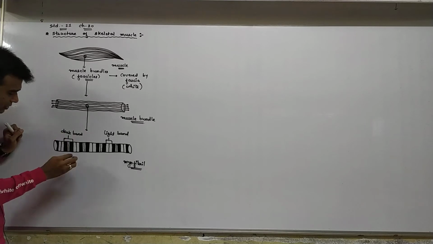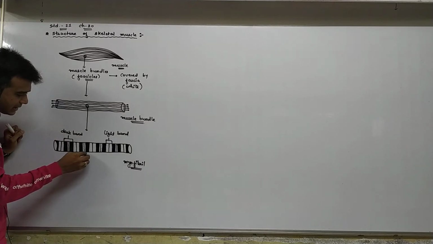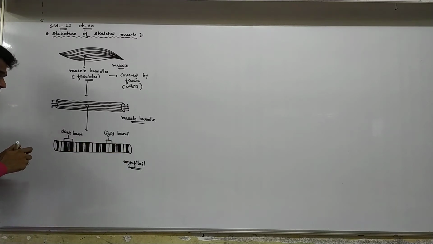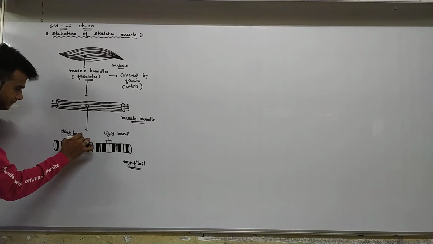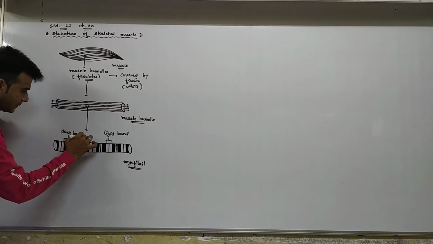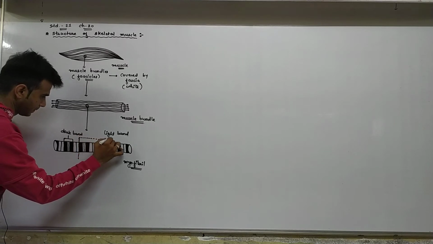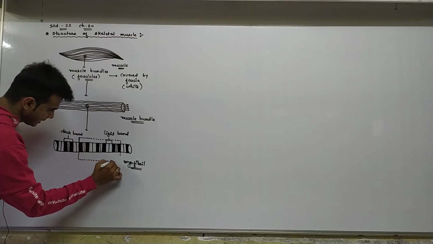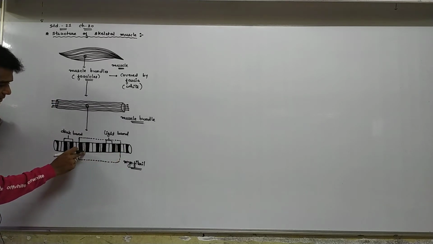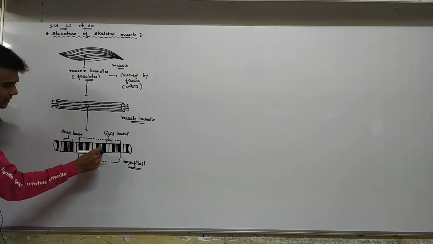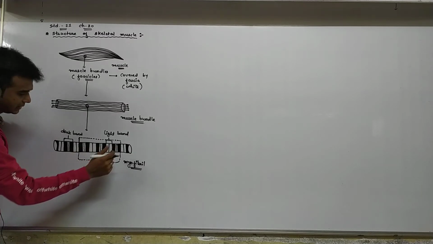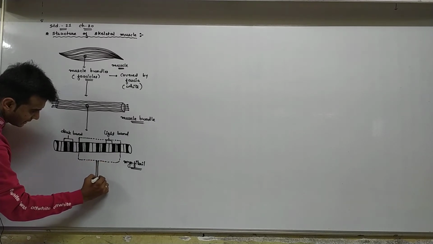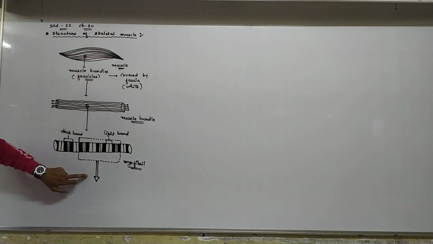in the myofibril you see alternating dark bands and light bands. Fine. When you see the light band and dark band here in detail, this is the dark band, light band, dark band, light band and dark band. We will see this in detail in the next diagram, which I will draw right now.